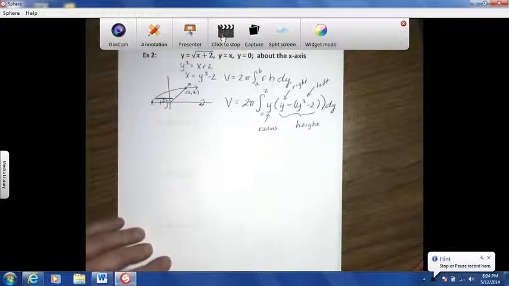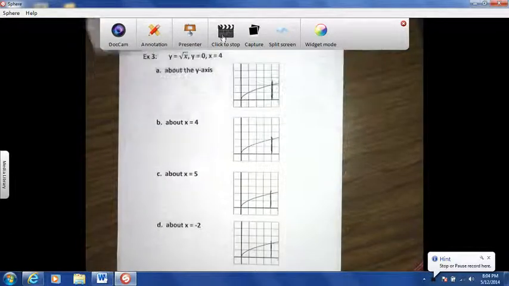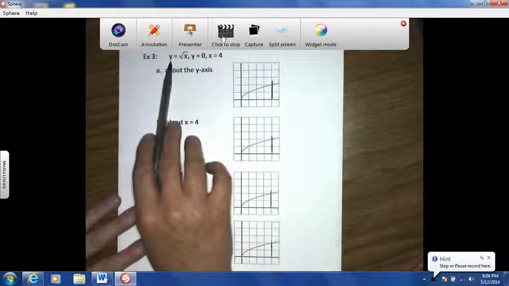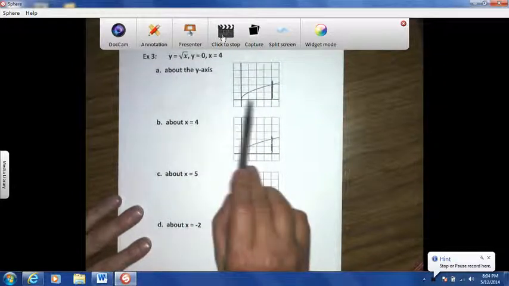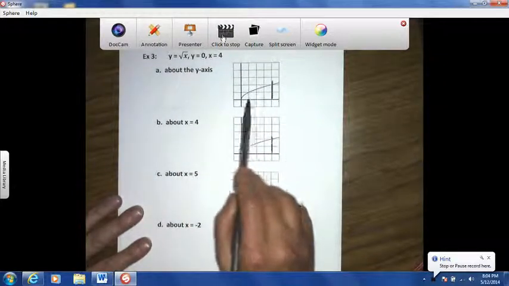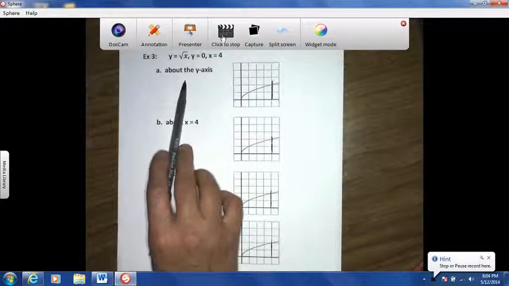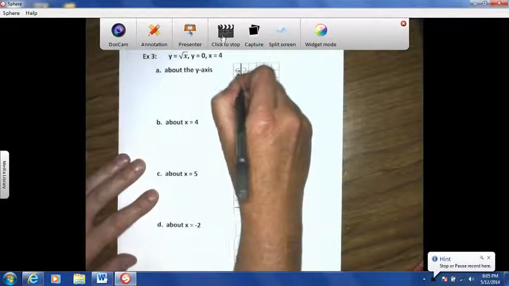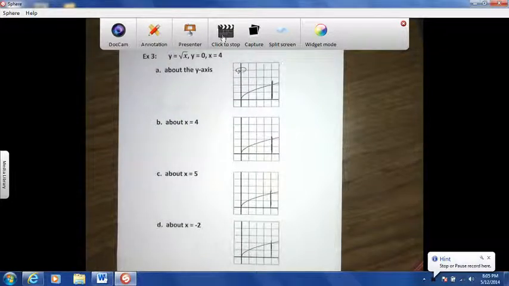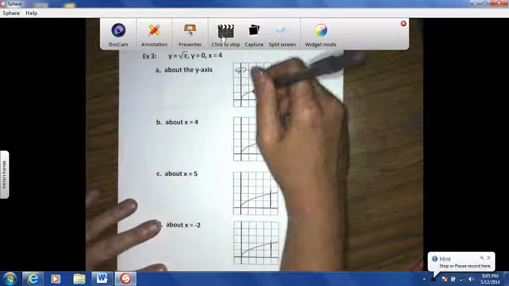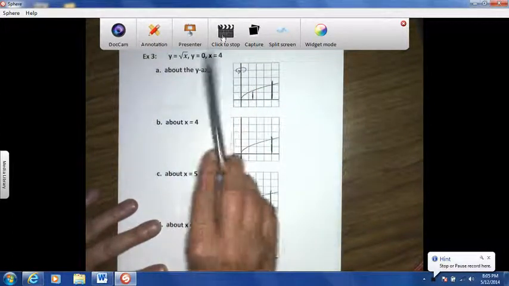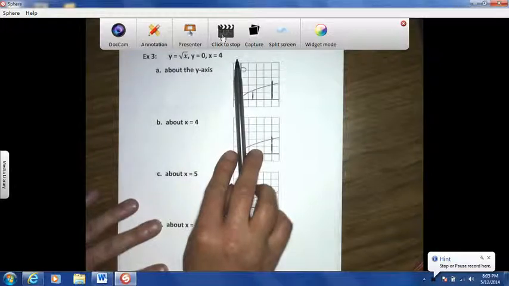Now, just like with our disc and washer method, we can actually revolve regions around other lines. So I'm going to take this one region, y equals the square root of x, y equals 0, and x equals 4, which is this region right in here, and I'm going to revolve it around a couple different axes. The first one that I want to revolve this around is the y-axis. So if we revolve this around the y-axis and we use the shell method, I understand we can use disc and we can use washer, but I want to focus on the shell method right now. So if we come in here and we use the shell method, that means that because this is a vertical axis of revolution, we need to have a vertical rectangle.